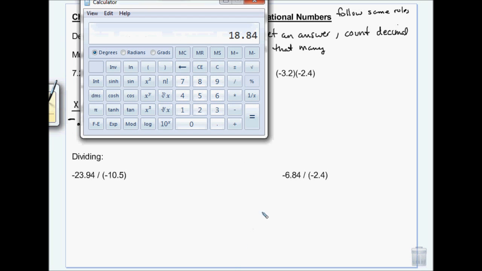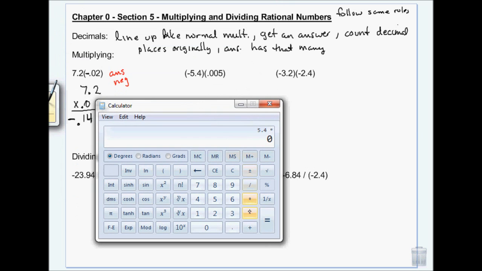Okay, so this one I'm going to use the calculator. 5.4 times 1, 2, 3. So it's 0.027 and it's going to be negative.